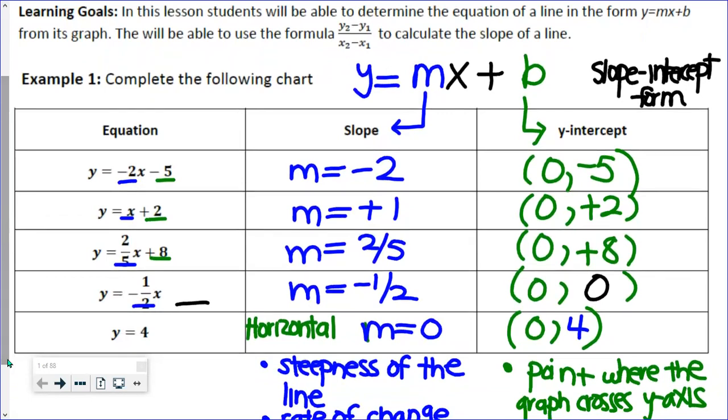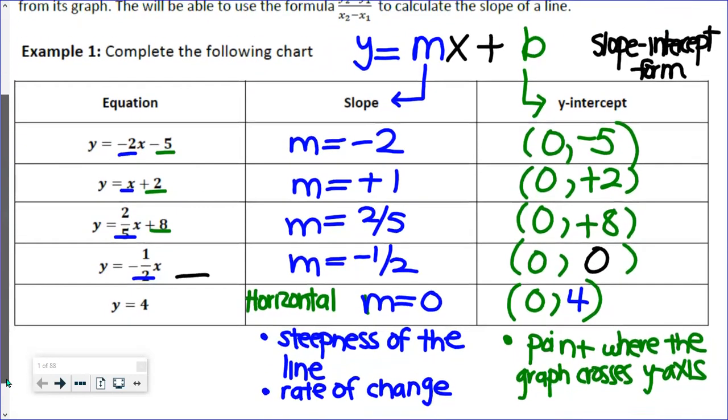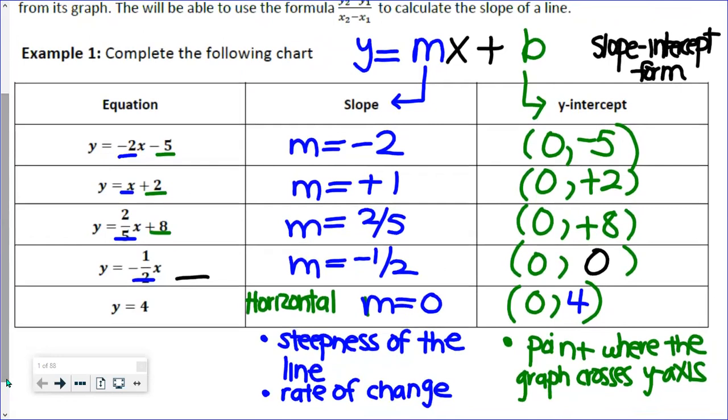the y-intercept. I'm going to give you some time to copy this table, and I'm actually defining the slope here. The slope is the steepness of the line. We also refer to this as the rate of change. We were talking about the rate of change in the last class. And the y-intercept represents the point where the graph crosses the y-axis.